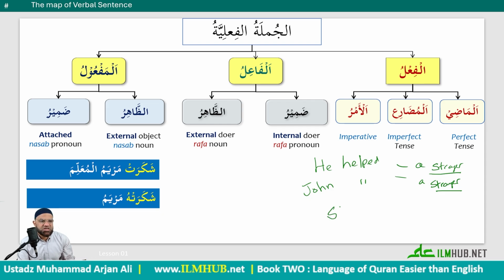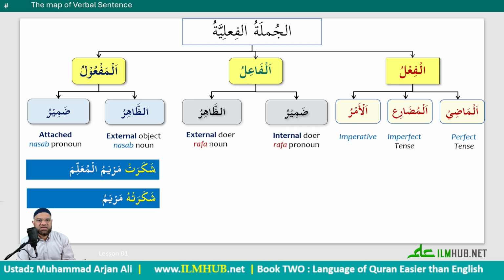But if I say she helped me, the object is now a pronoun, or she helped him. It's a pronoun. Okay, she helped us, pronoun. So you can see here now the object can also be a noun, or it could be the name of a person, whatever, or it could be a pronoun. So these are the two options you have as far as the object is concerned. The object is always mansoob, and I've repeated that many times in the previous series of lessons.